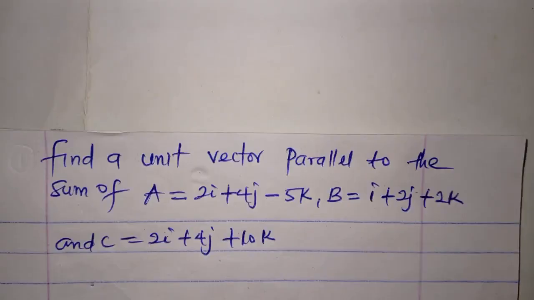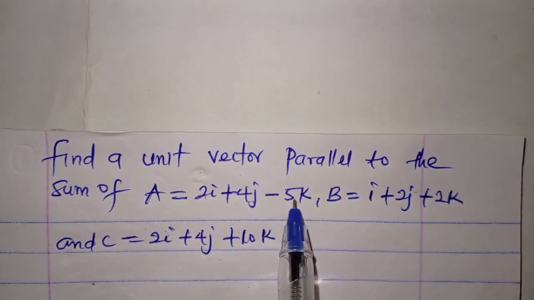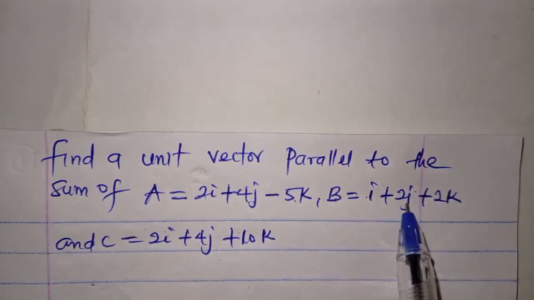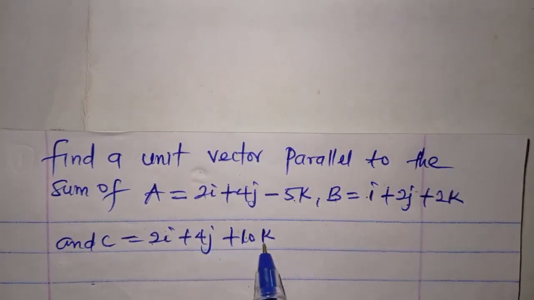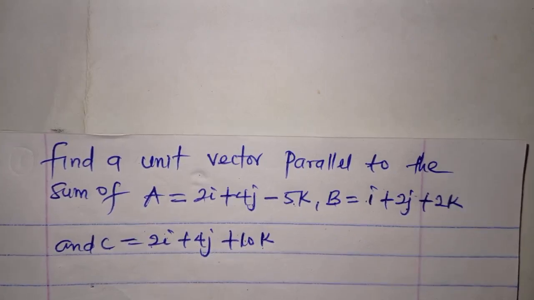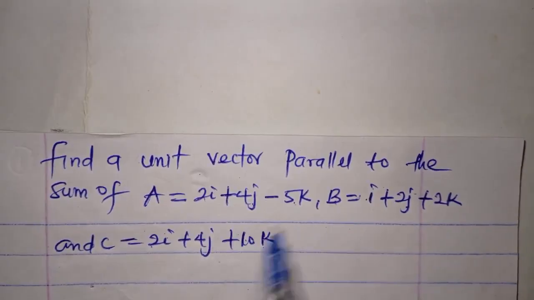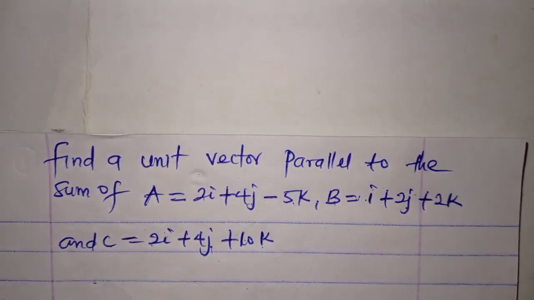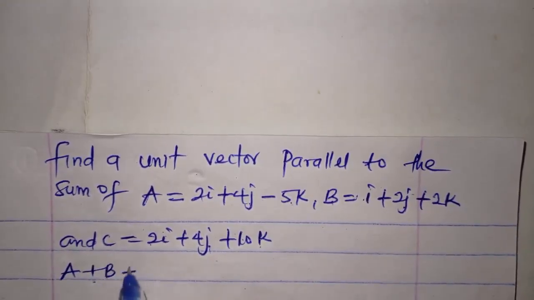Find a unit vector parallel to the sum of A equal to 2i plus 4j minus 5k, B equal to i plus 2j plus 2k, and C equal to 2i plus 4j plus 10k. Here we are to find a unit vector that is parallel to the sum of these three vectors. So first of all, let us determine the sum of the three vectors, A plus B plus C.